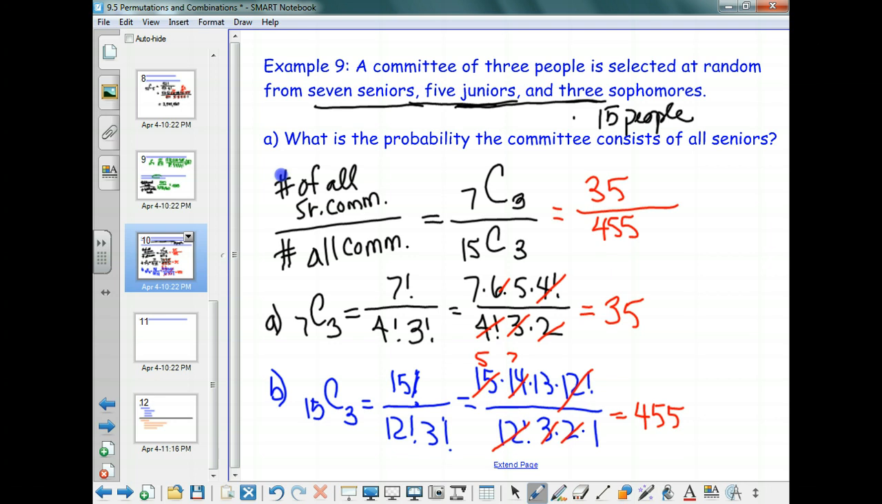So I got the value that I needed for the denominator, 455, and then your calculator can take 35 divided by 455. And let's go with a decimal to 4 decimal places. So that's my answer, with all the pieces below. Make sense? Okay, let's take a look at the next problem.